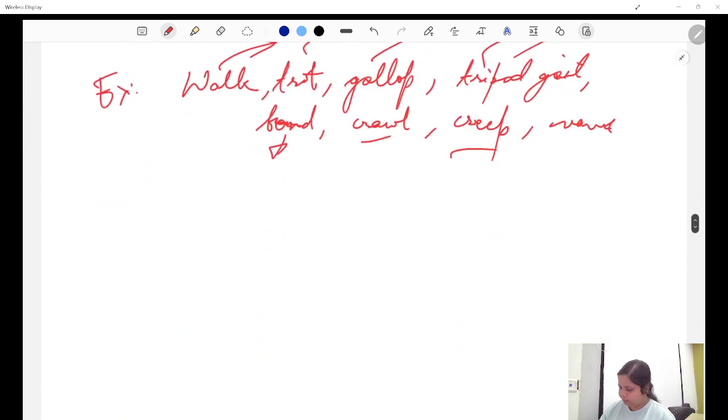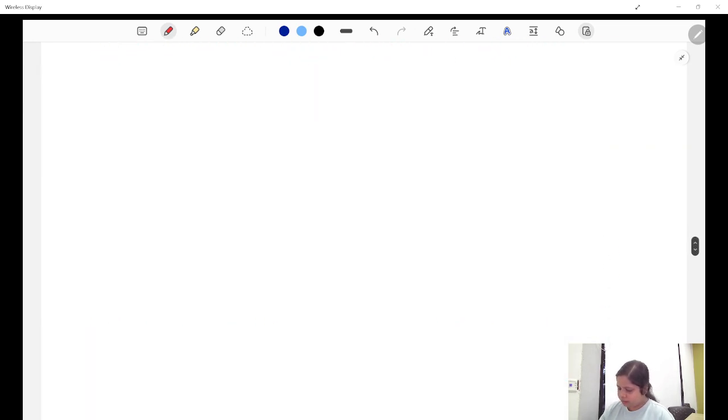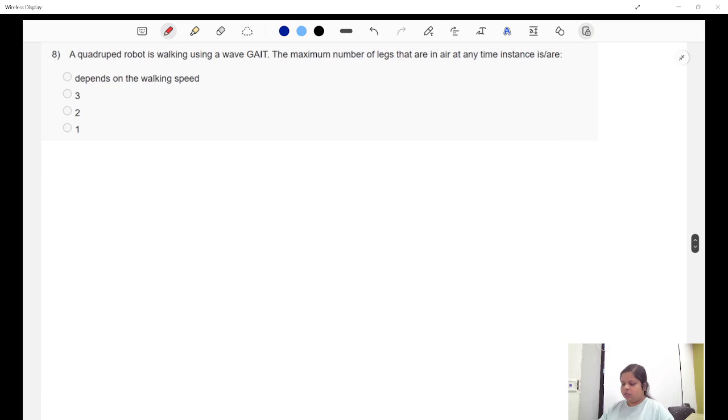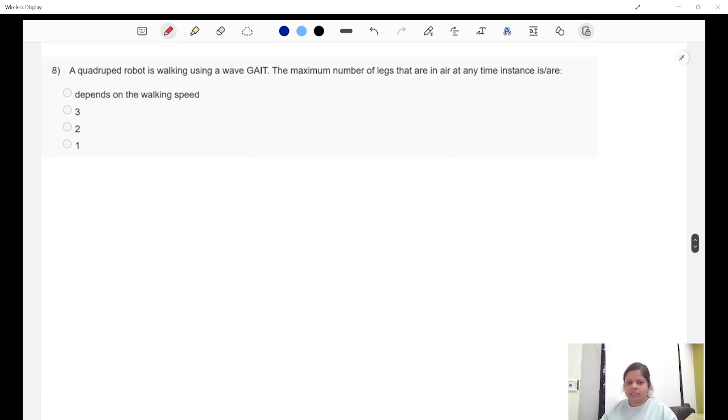Okay. Then, the next question is: a quadruped is walking using a wave gait. The maximum number of legs that are in the air at any instance is what?